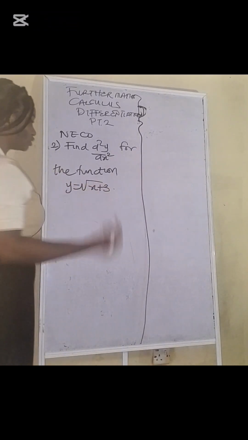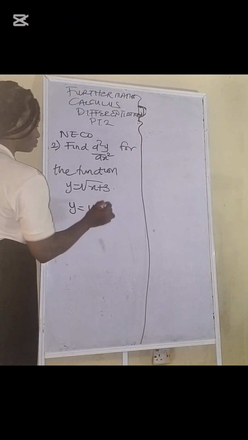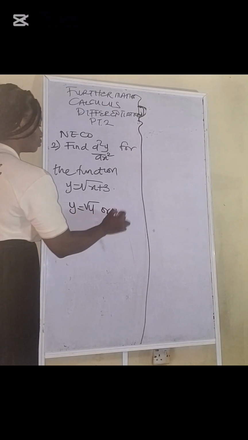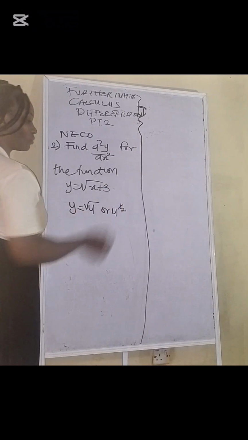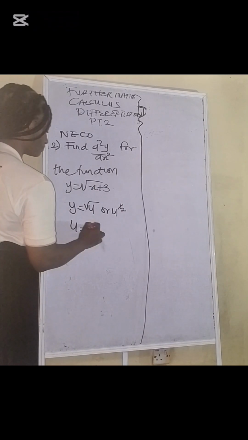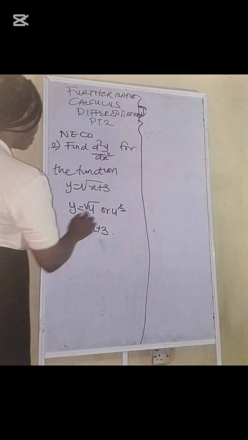So now I'm using u. So now that will be y equals to u, square root of u. So y will now be square root of u, or u raised to power 1 over 2. So now our u is what? x plus 3. Have you seen that now? So our u is x plus 3. So now let's do that.